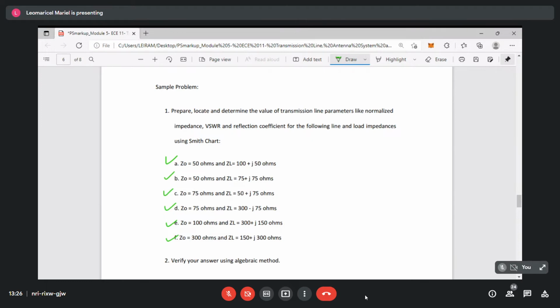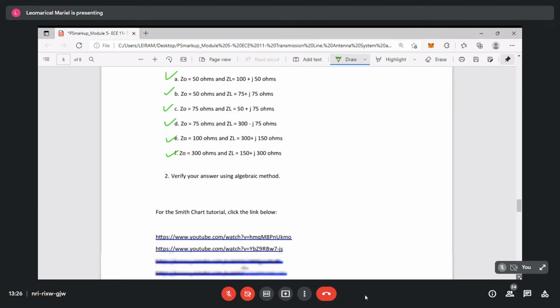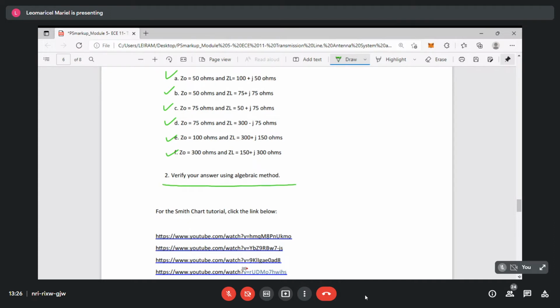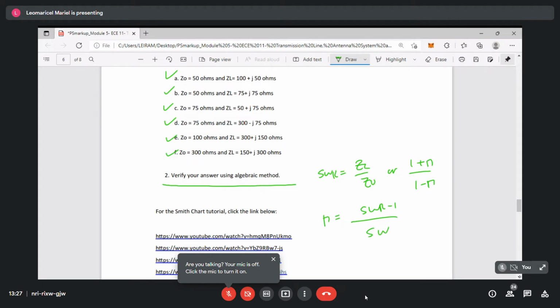Okay? Then, pagka nakuha nyo na using sa Smith chart, i-verify mo siya using the algebraic method, yung solving natin na ginagawa. Okay, yung formula natin na ginagawa na SWR is equals to ZL over ZO, or pwede din namang 1 plus reflection coefficient over 1 minus reflection coefficient. Then yung reflection coefficient mo will be SWR minus 1 over SWR plus 1. Verify nyo using this formula yung mga nakuha nyo. So, dapat ang makuha nyo value ay malapit or equal doon sa makukuha nyo sa Smith chart. Did you get it?